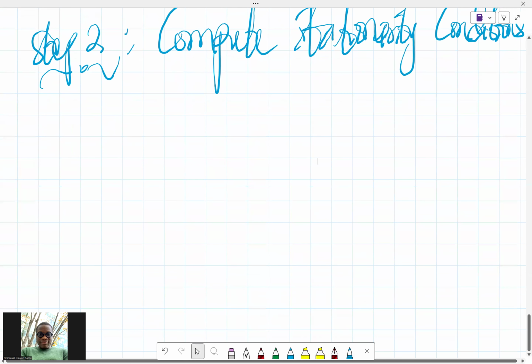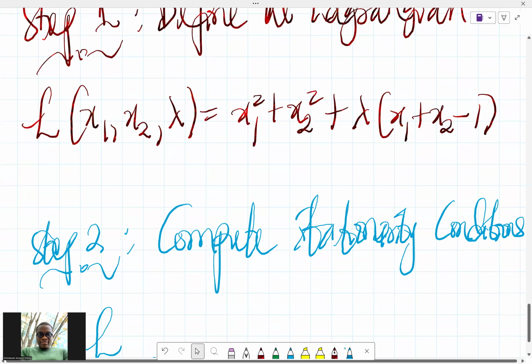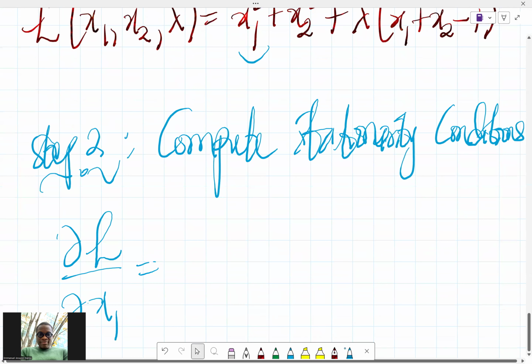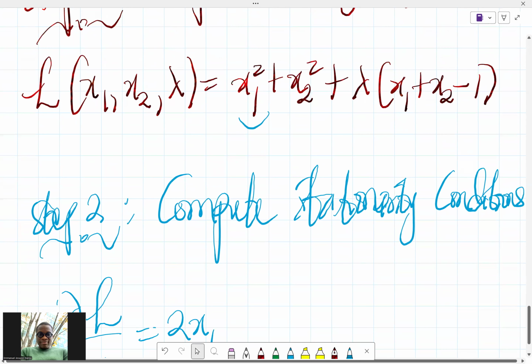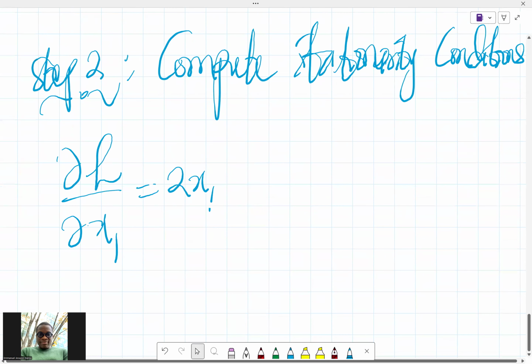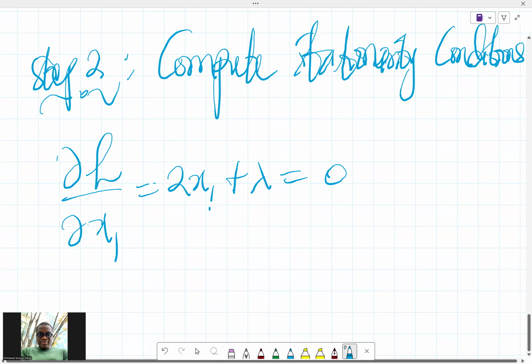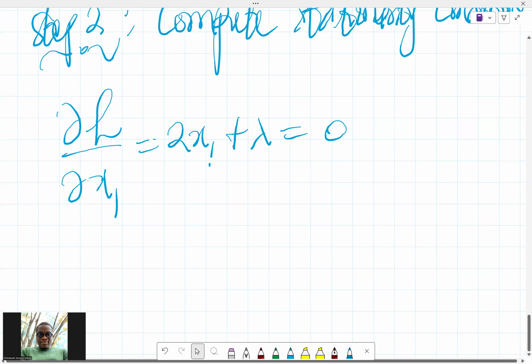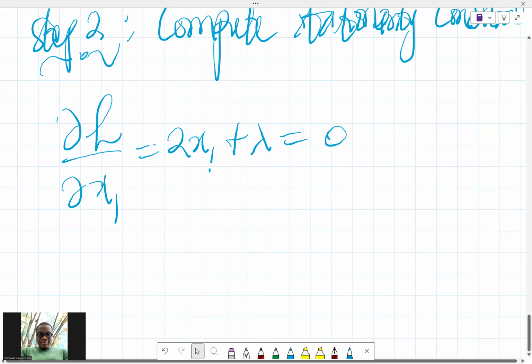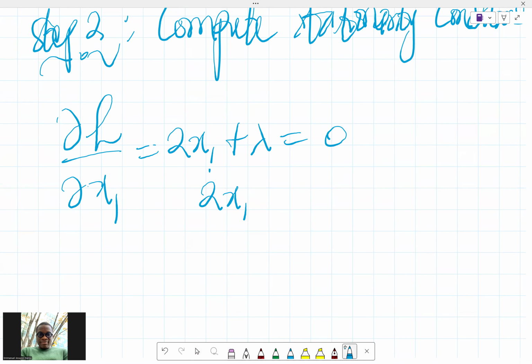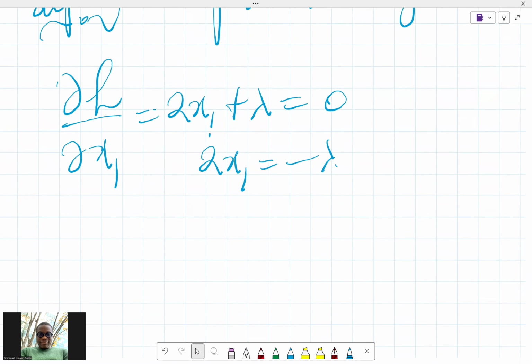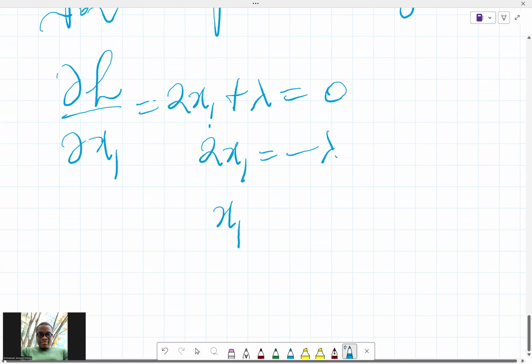So first of all, we need partial L, partial x1. That means for this function, we differentiate with respect to x1. So x1 squared gives us 2x1. Then the other term is lambda x1, so we have plus lambda, and we equate that to 0. So here we have 2x1 equals minus lambda. That means that x1 alone is minus 1 over 2 lambda.